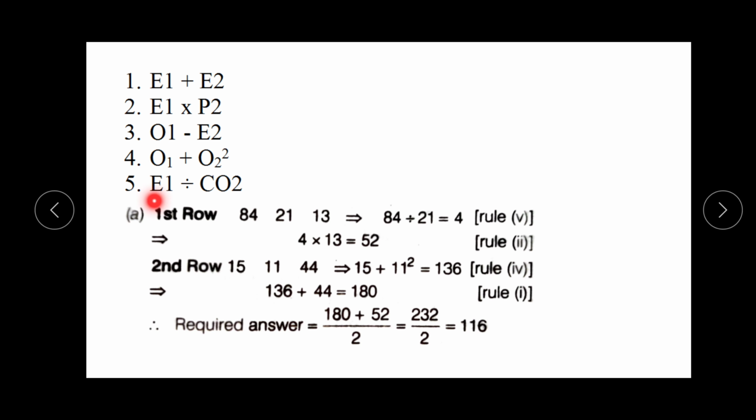If we see this, this is the even number and this is also the even number. If we see in the rules, we can see that in the first rule there is at first an even number and at the second there is also an even number. Then we will add them. 136 plus 44 is equal to 180.